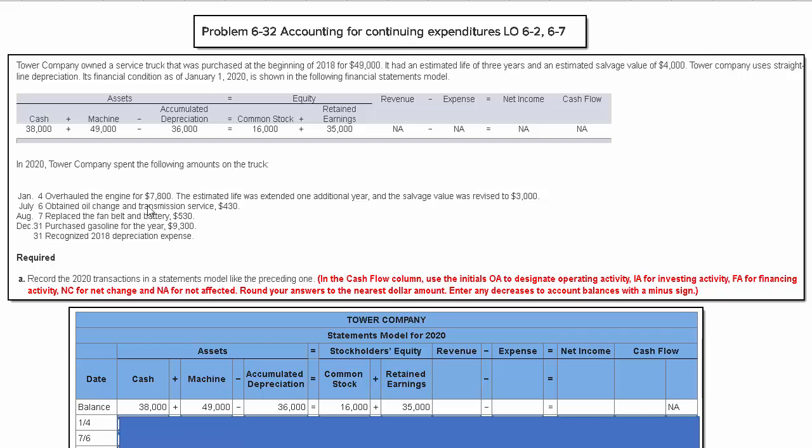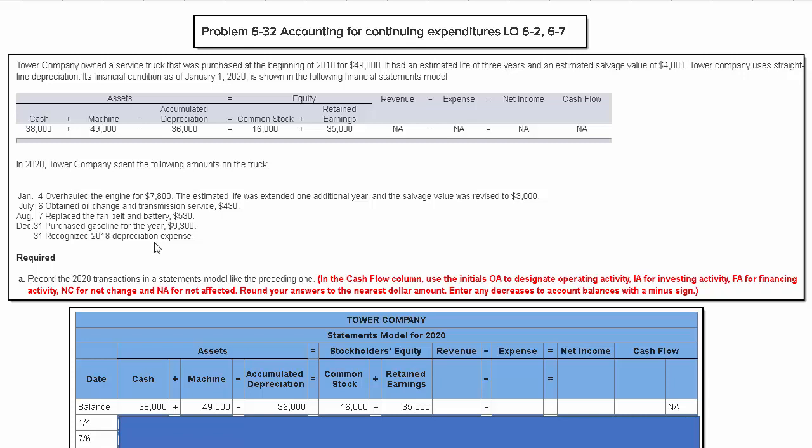Okay, so they overhauled the engine for $7,800 at the beginning of the year. Estimated life was extended 1 additional year. That's important. And the salvage value was revised to $3,000. And then on July 6th, they obtained an oil change and transmission service. They replaced a fan belt and battery and purchased gasoline for the year. And then, of course, at the end of the year, they recorded depreciation expense. But the depreciation expense has changed.